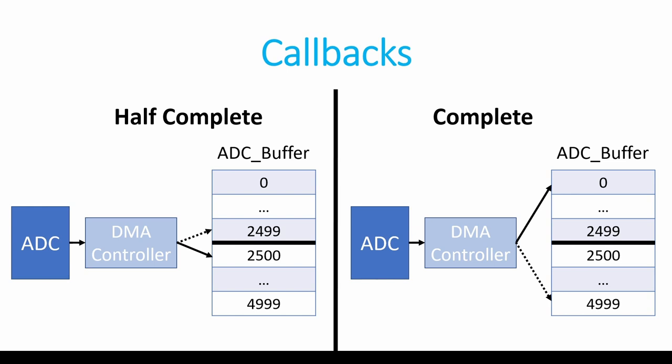Specifically, there are two callbacks for DMA, the conversion half-complete callback and the conversion complete callback. These functions will run automatically just like interrupts when their criteria is met. It is within these functions that we will move the data over, half a buffer each time. The half-complete callback will be triggered when the DMA controller transitions from filling the first half of the ADC buffer to the second half. In this example, if we use a buffer length of 5000, the half-complete callback is triggered when the DMA controller moves from filling index 2499 of the ADC buffer to index 2500.